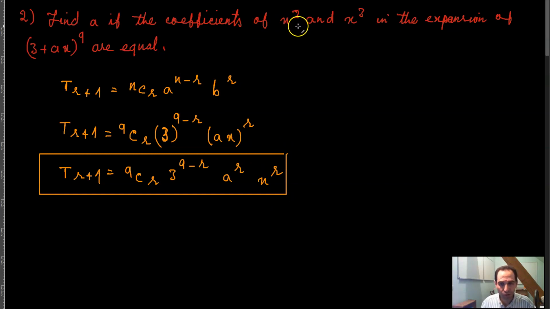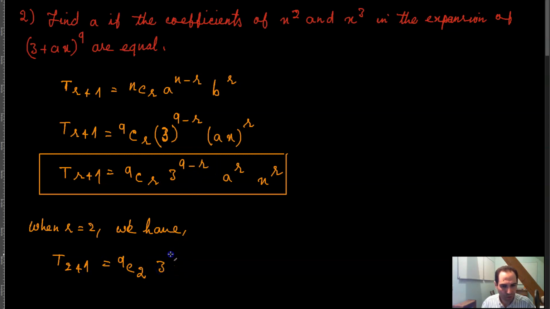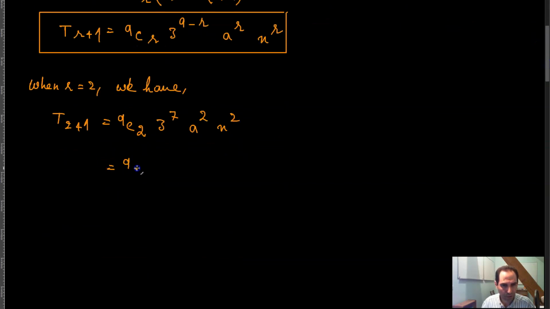So now, if you want to know where x squared appears, that is when r is equal to 2, meaning the exponent of x is equal to 2, and that is the term where x squared appears. So when r is equal to 2, we have T of 2 plus 1 is equal to 9 combination 2, 3 raised to the power 9 minus 2, which is 7, a raised to the power 2, x raised to the power 2, right? And so that is equal to 9 combination 2, 3 raised to the power 7, a raised to the power 2.